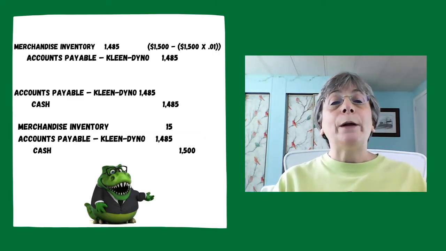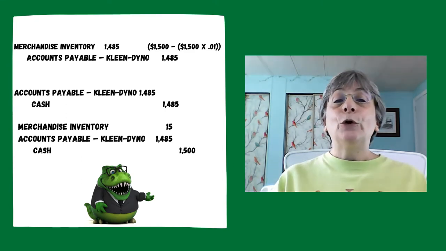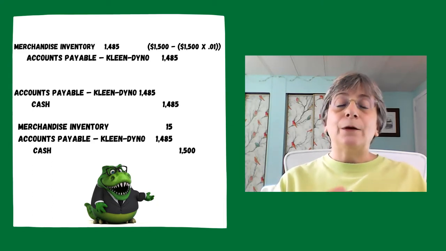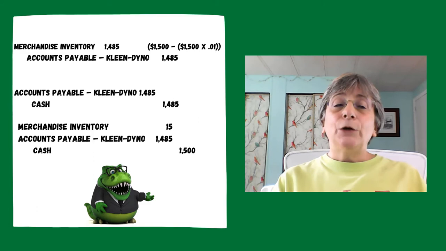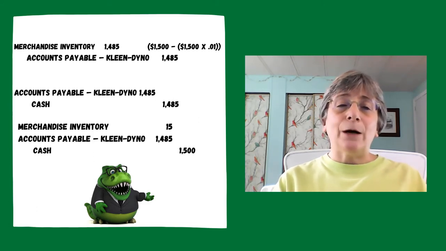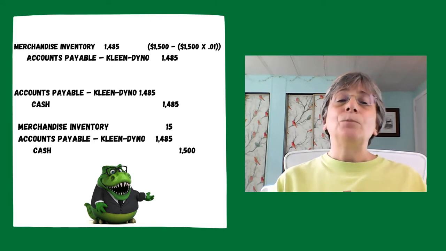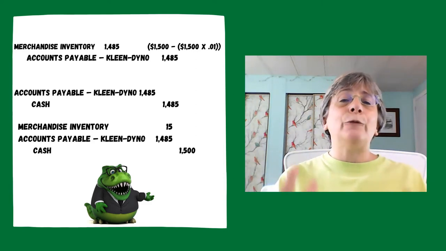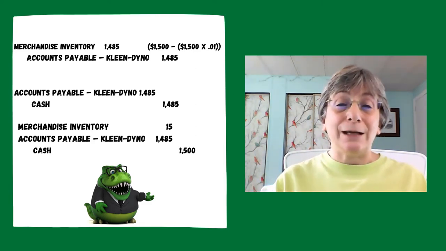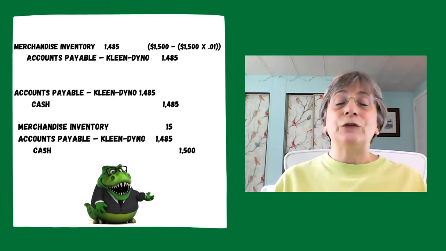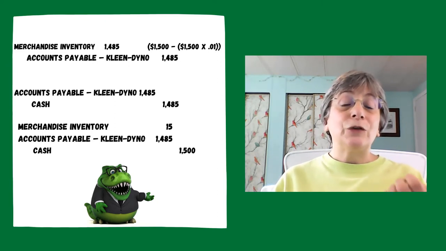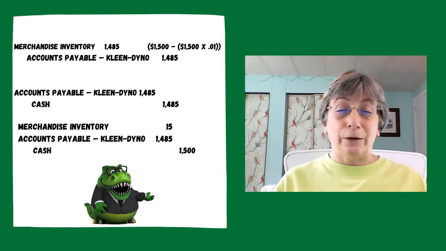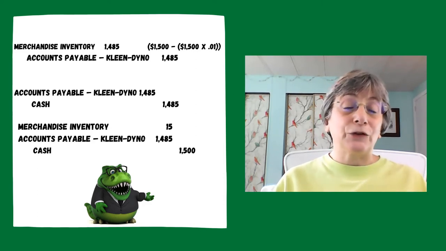So we said our terms were 1% 10, net 30. Because our textbooks have gotten weird on us, we are going to assume that we are going to take this discount. So when we enter our merchandise inventory amount, rather than $1,500, we're going to enter $1,485, which is the cost that we would ultimately pay for this merchandise if we were taking that discount. So we're going to enter this at $1,485, which is $1,500 minus 1% of $1,500. So we're getting a $15 discount here.